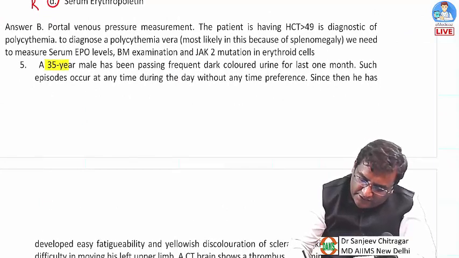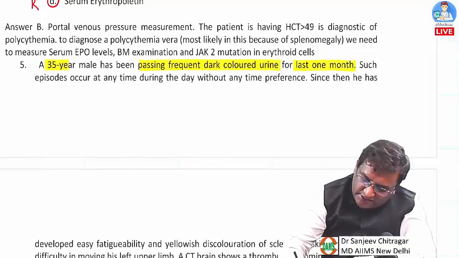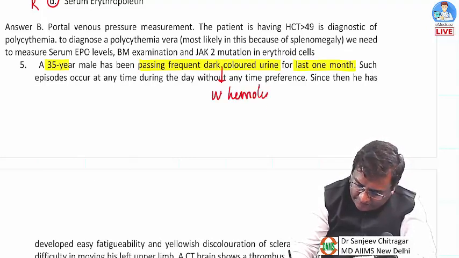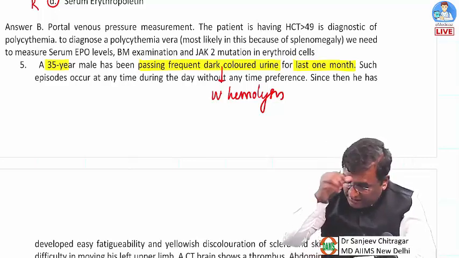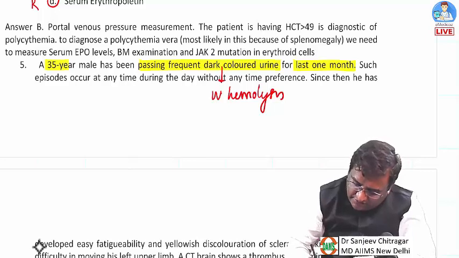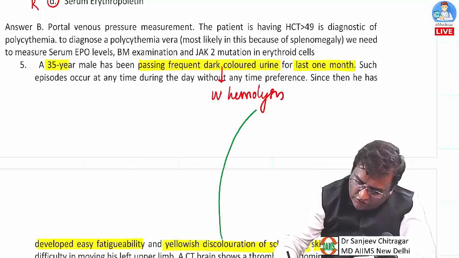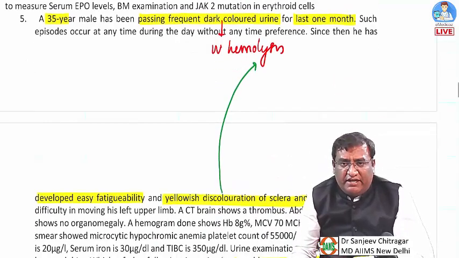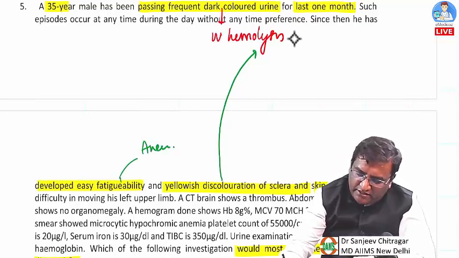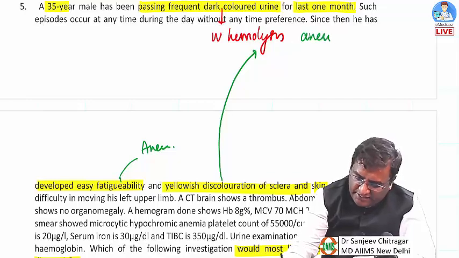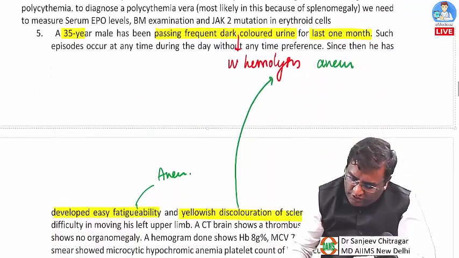A 35-year-old male has been passing frequent dark colored urine for the last 1 month. The moment there is dark colored urine, this is definitely what? Intravascular hemolysis is happening. The episodes occur anytime during the day without time preference. Since then he has developed easy fatigability and yellowish discoloration of sclera, which is again suggestive of hemolysis. So the patient is having a hemolytic anemia, and easy fatigability is anemia. So the patient is having intravascular hemolytic anemia. That is my diagnosis.